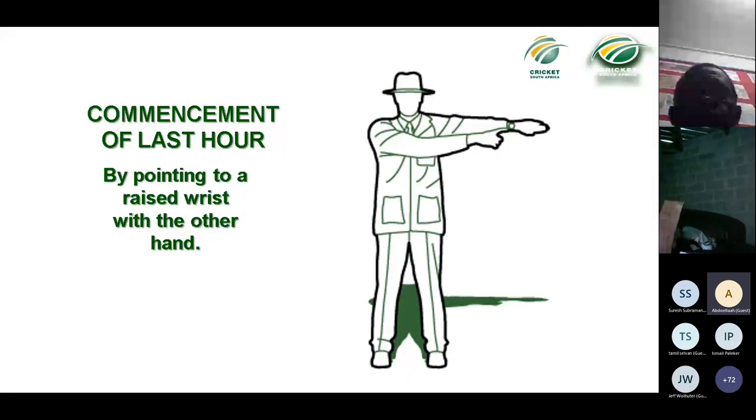Another signal is the commencement of the last hour. We will deal with the last hour in later laws. So how do you signal the last hour to the scorers? By pointing to a raised wrist with the other hand, as in the picture.